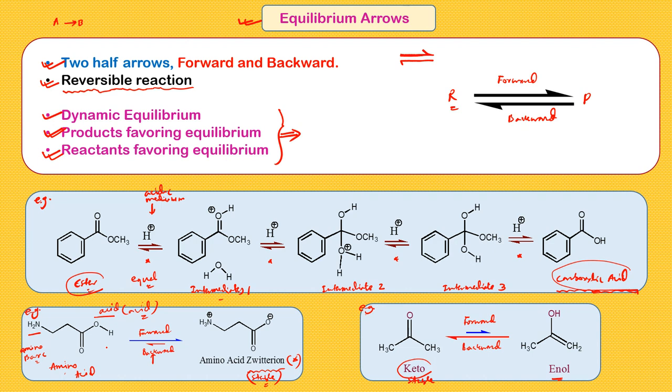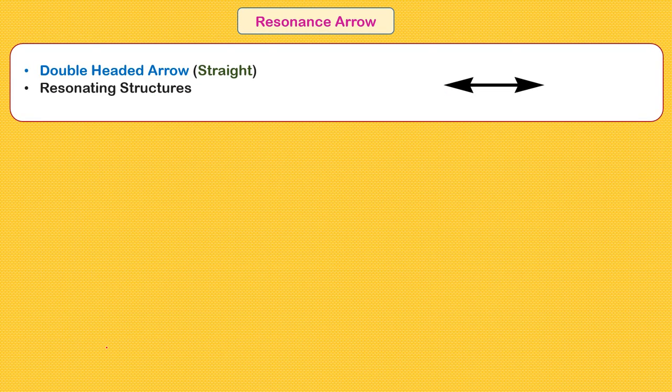In this case, the only difference is with respect to the length of either the forward arrow or the backward arrow. The third arrow, as we know, is one of the most common representations of resonance structures, and it is called a resonance arrow. All the resonating structures we write for a common conjugated system need to be represented with the resonance arrow. It is a double headed arrow and it is a straight arrow.